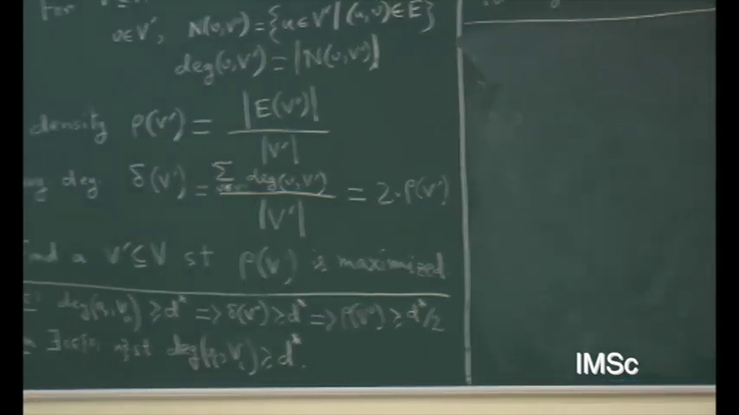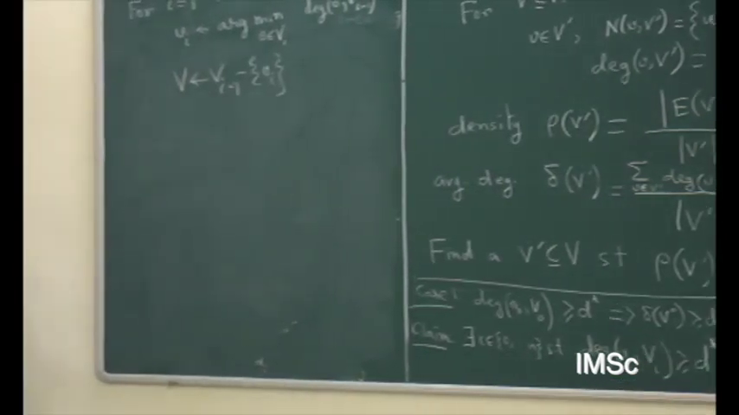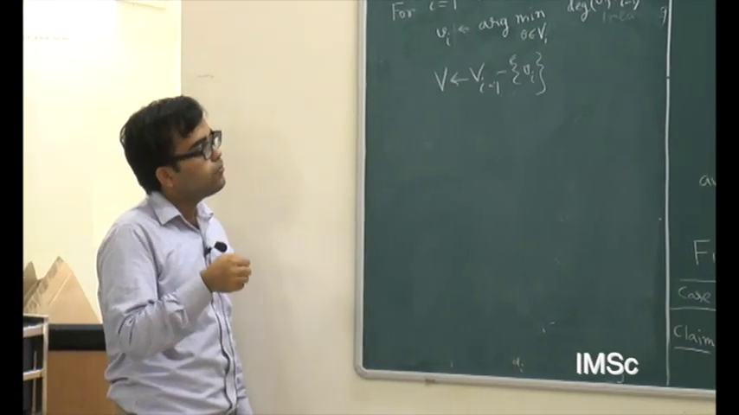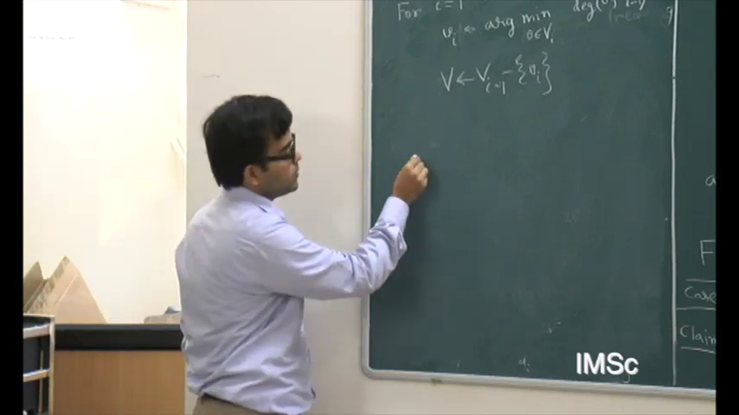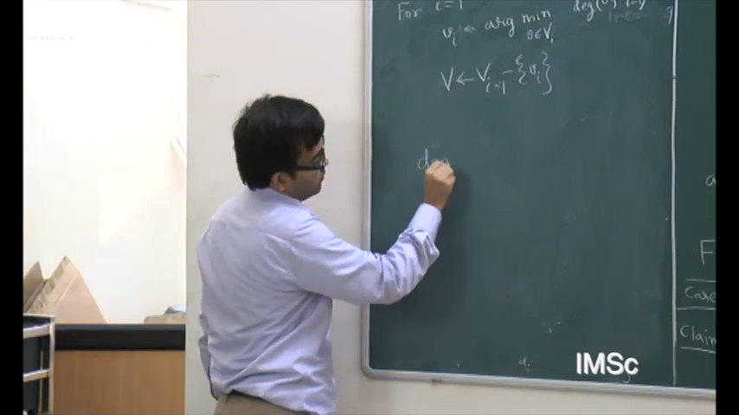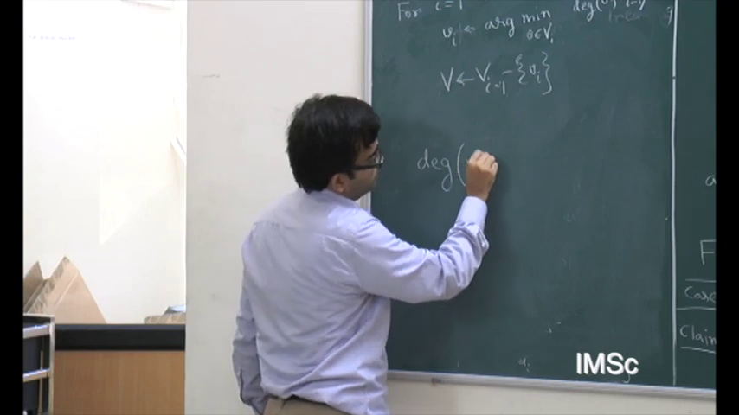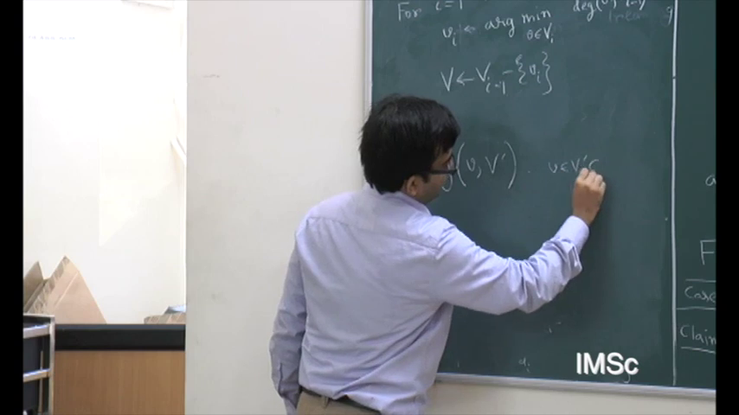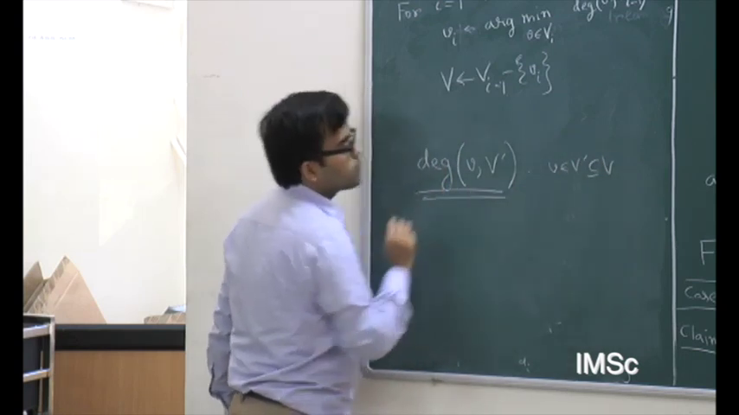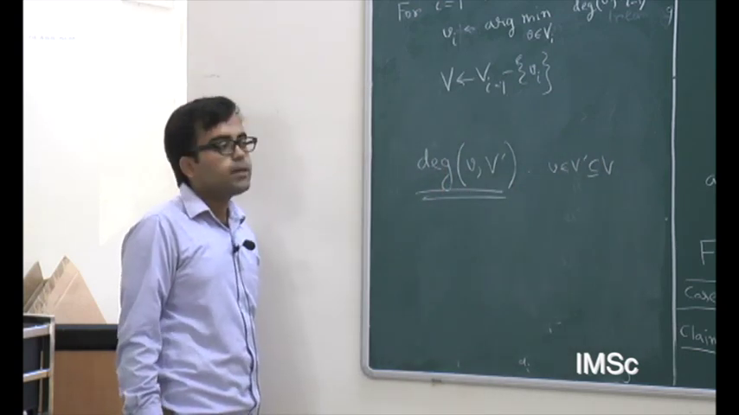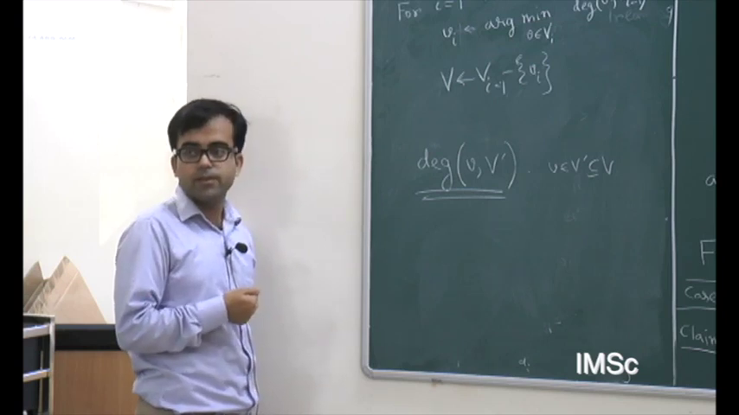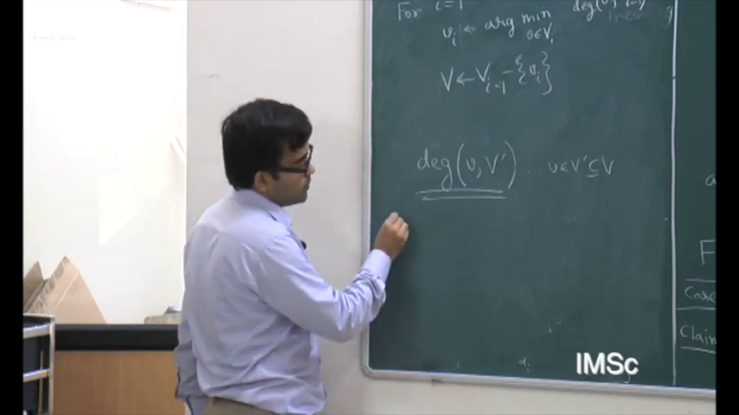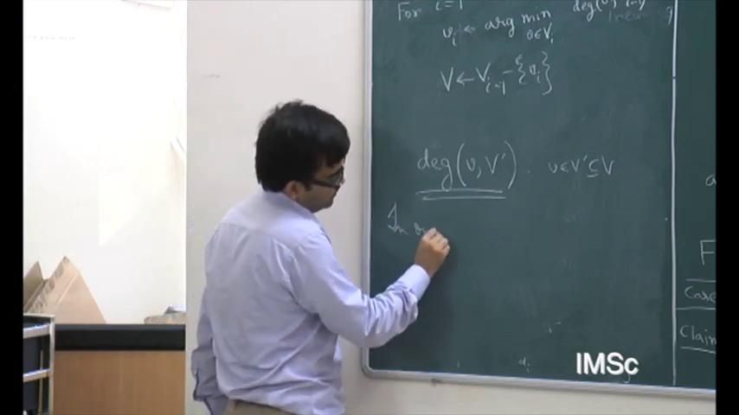Can you see that you will actually need n passes? Because in order to figure out the degree, suppose I tell you that you need to figure out the degree of this node v prime, that you need to figure out this quantity. How many passes will you need to figure out this quantity?